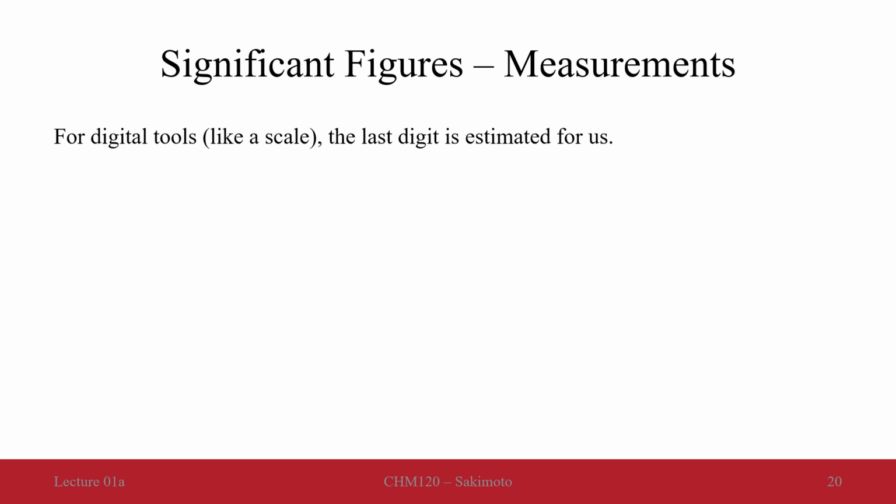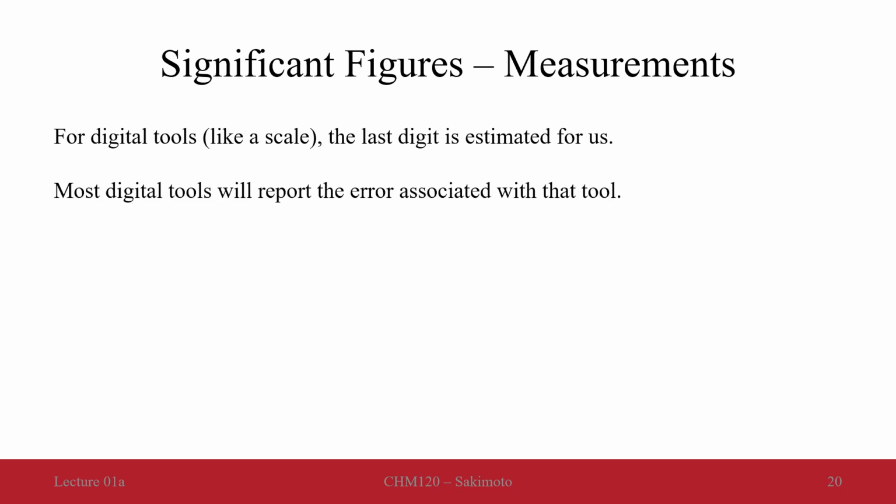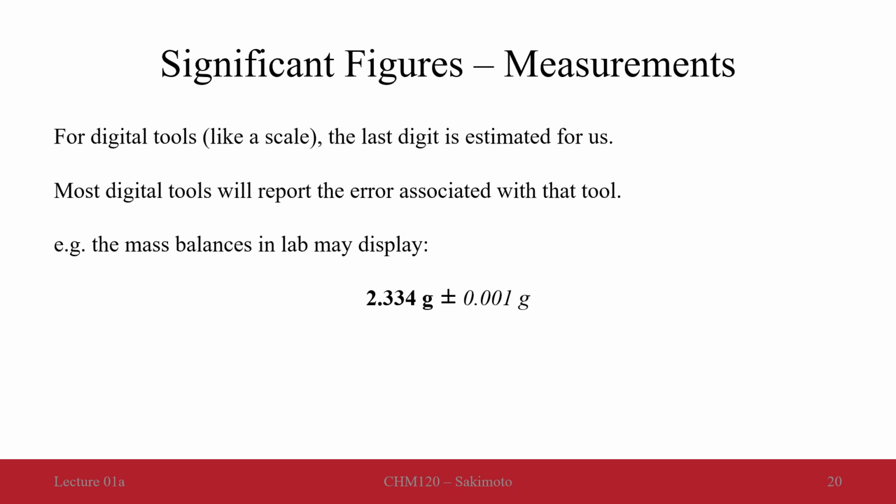In the instance in which we use digital tools like a scale, which displays the number as numbers for us, we don't need to estimate the digit. The scale or the tool is itself estimating the last digit for us. Most tools, like a scale, might also explicitly indicate the estimated digit. So if you put something on a scale, or so-called mass balance in the lab, it may display 2.334 grams, and you would see, just to the side of the display, plus or minus 0.001 grams.